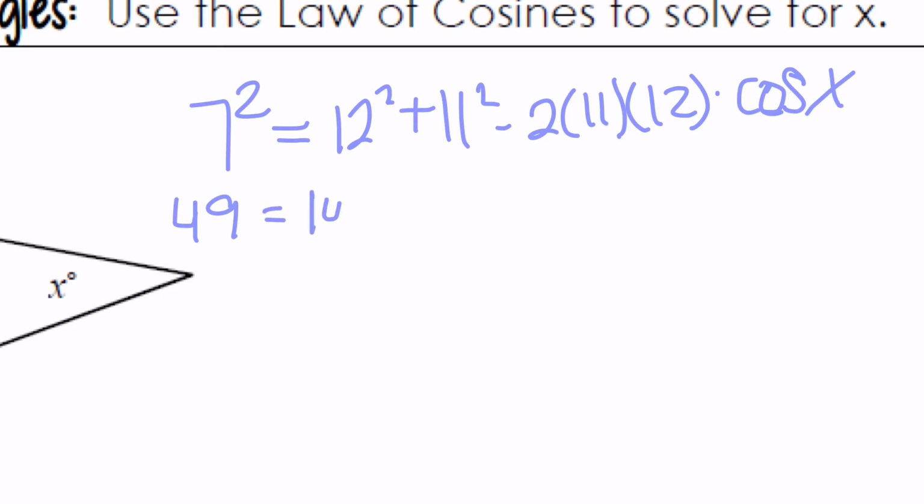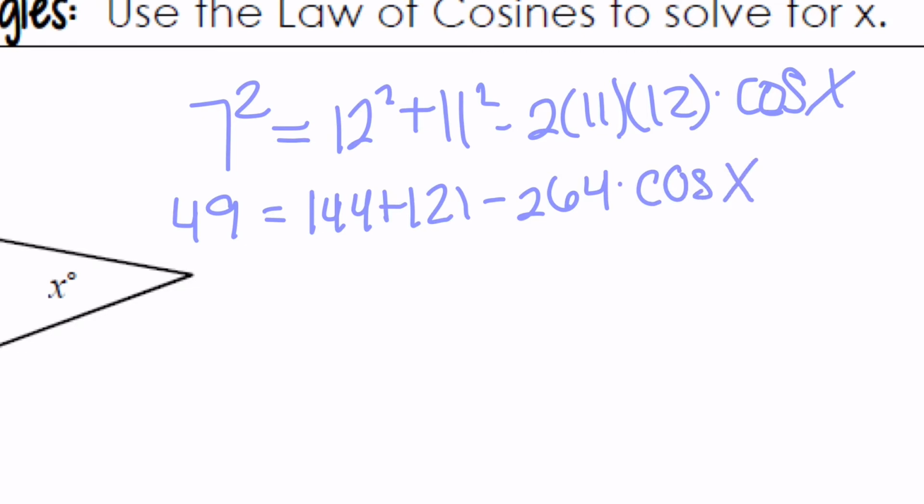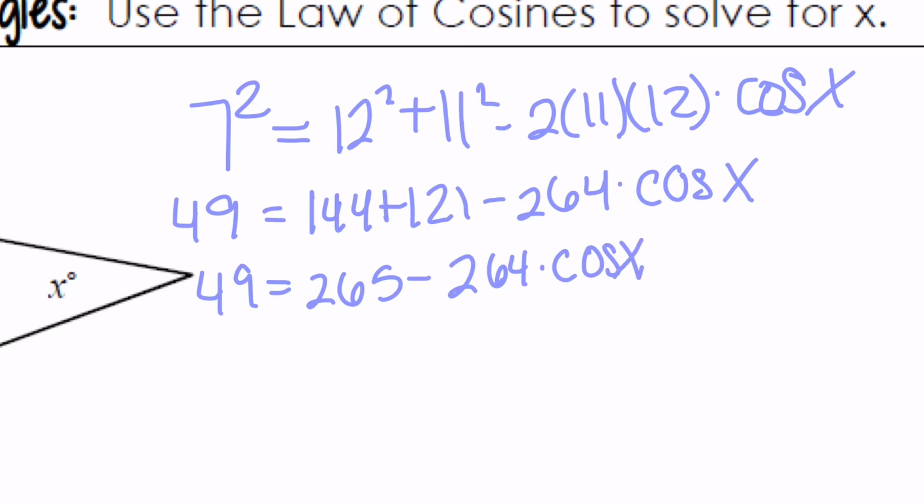49 equals 144 plus 121 minus 264 times the cosine of x. Okay, so then 49 equals 265 minus 264 times the cosine of x. I'm going to stop here just for a second. Remember your order of operations. I can't take 265 minus 264 first because my order of operations tell me I have to do multiplication first. So as of right here, I can't simplify any more on this side.